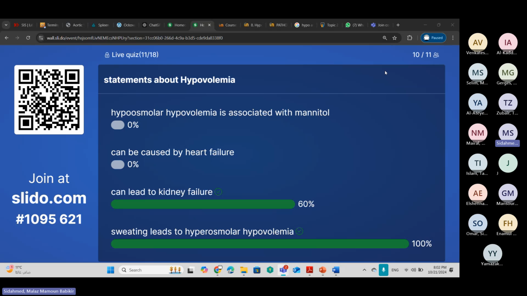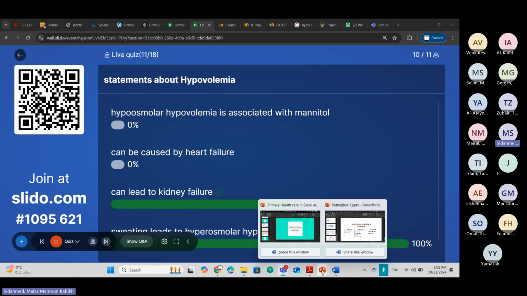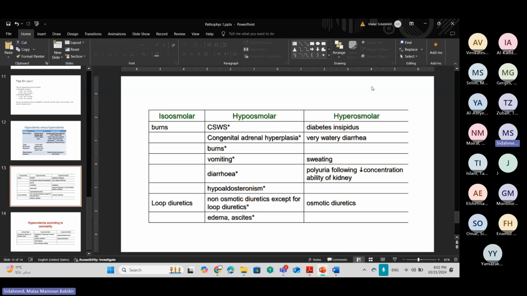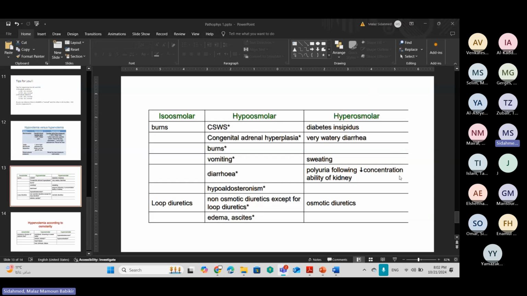And sweating leads to hyperosmolar hypovolemia because sweat is a hypoosmolar fluid. So you're losing basically more water than actual solutes. So the solutes remain in the blood, so it's hyperosmolar hypovolemia. And if we go back to the presentation again, it's the table. It's from the presentation. I think again, just remember it.